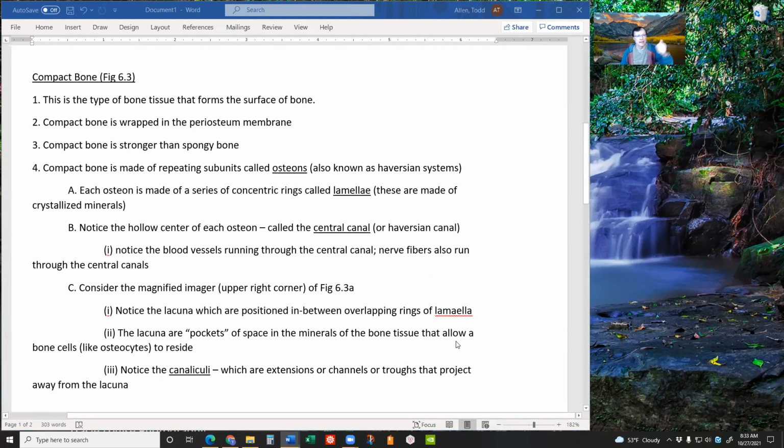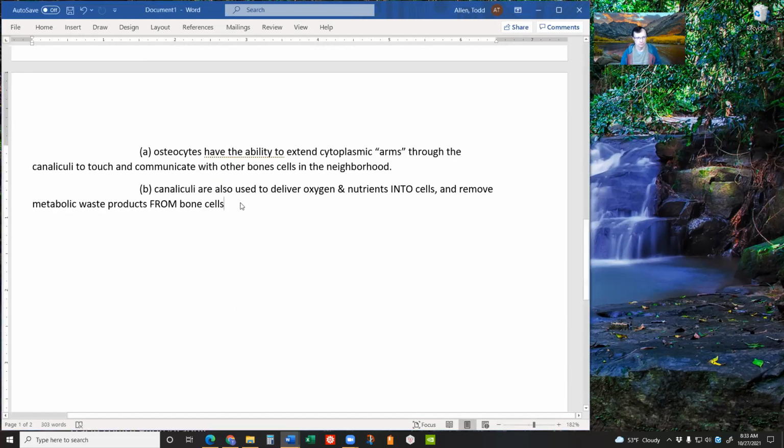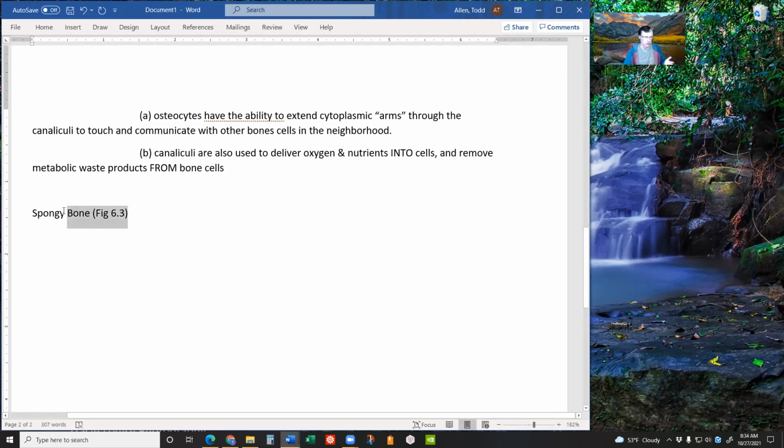All right, that's compact bone, folks. Let's move on to spongy bone. This is also figure 6.3. Again, if you're looking at picture A, the spongy bone is going to be along the left-hand side of picture A. You also see some features of spongy bone highlighted in picture B in the bottom left corner of figure 6.3, and figure C is in the bottom right corner.